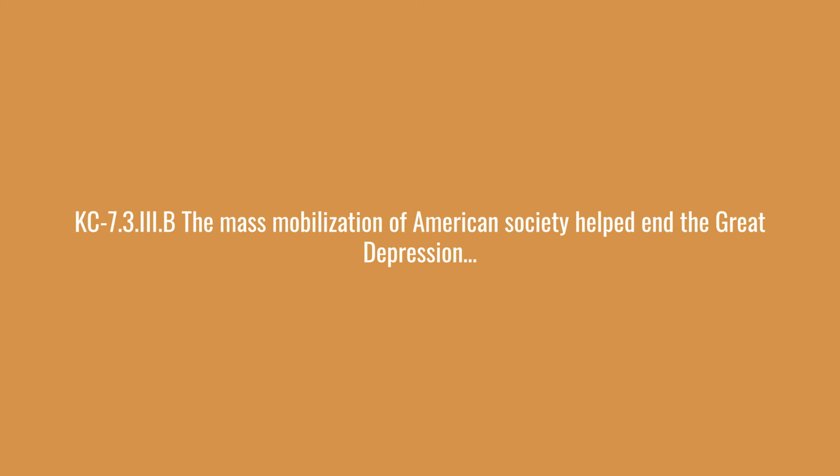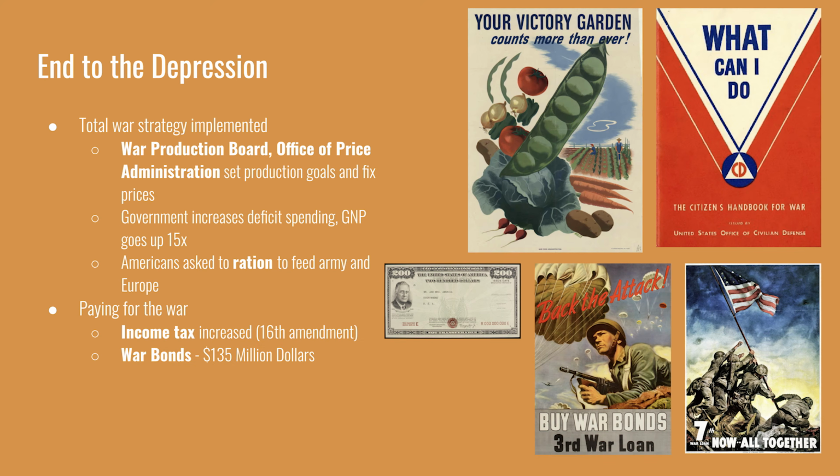And the first key concept is broken up into two parts and shows the huge transformation brought about by the World War. It says, mass mobilization of American society helped end the Great Depression. It did so by implementing a total war strategy. That means that the government controlled the economy and set prices in order to better manage production of war materials and food to win the war.